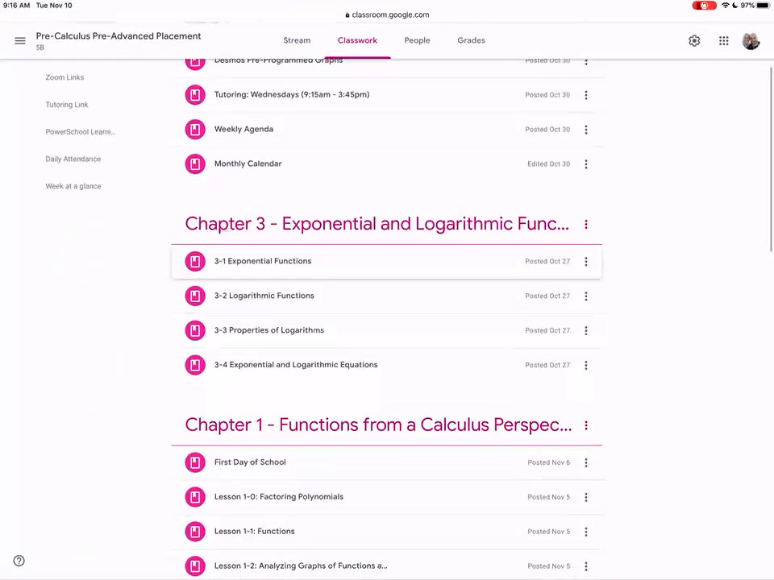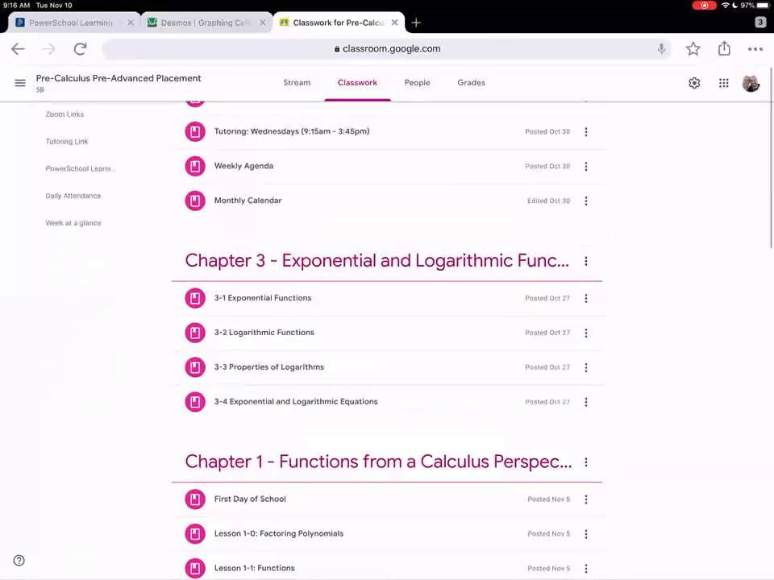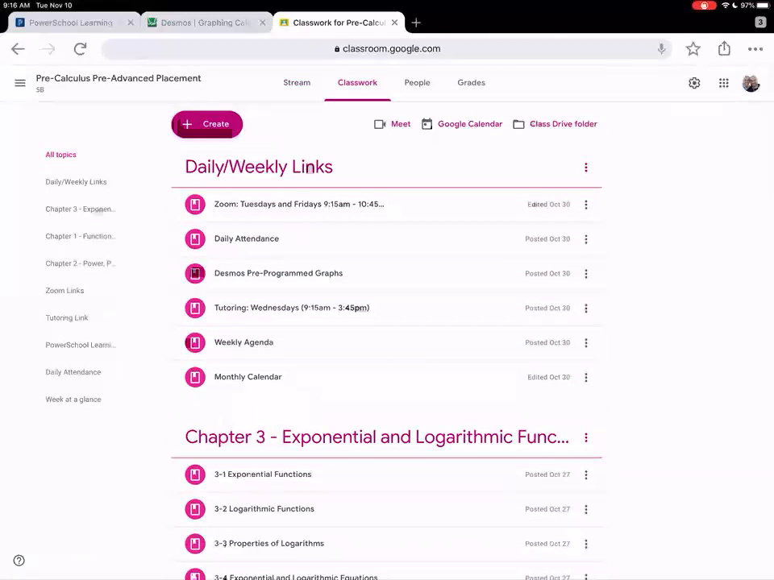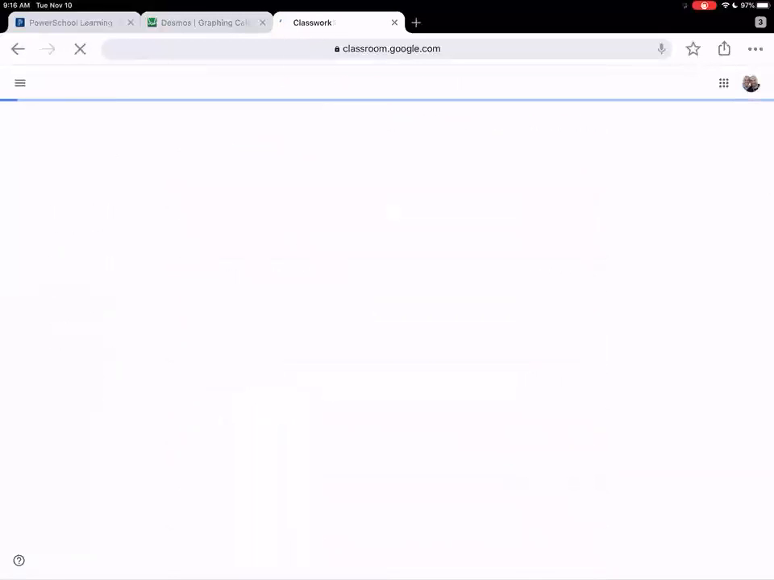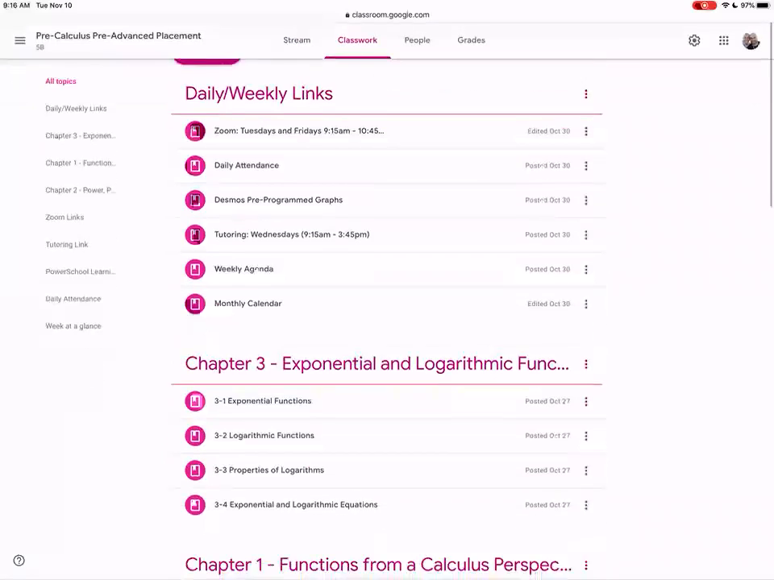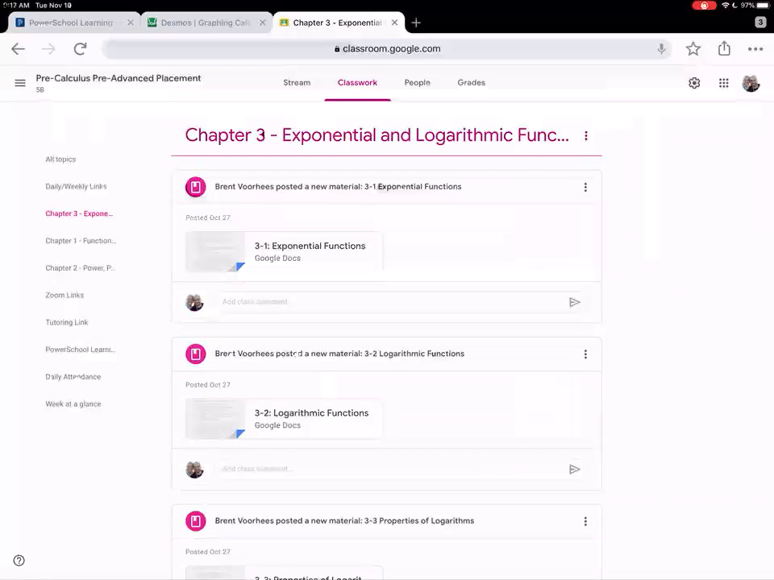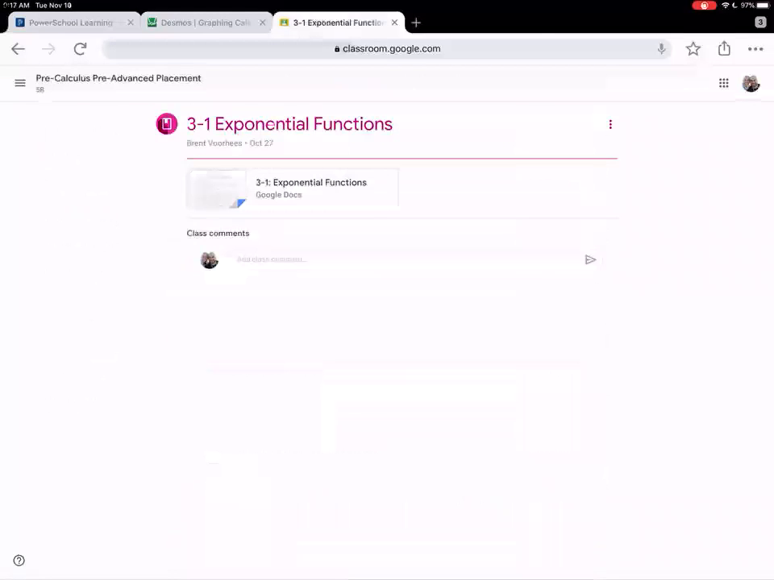If I can get it to open. Okay, what's going on? Let me refresh this. Well, this is embarrassing. Okay, 3.1, there it is, finally.